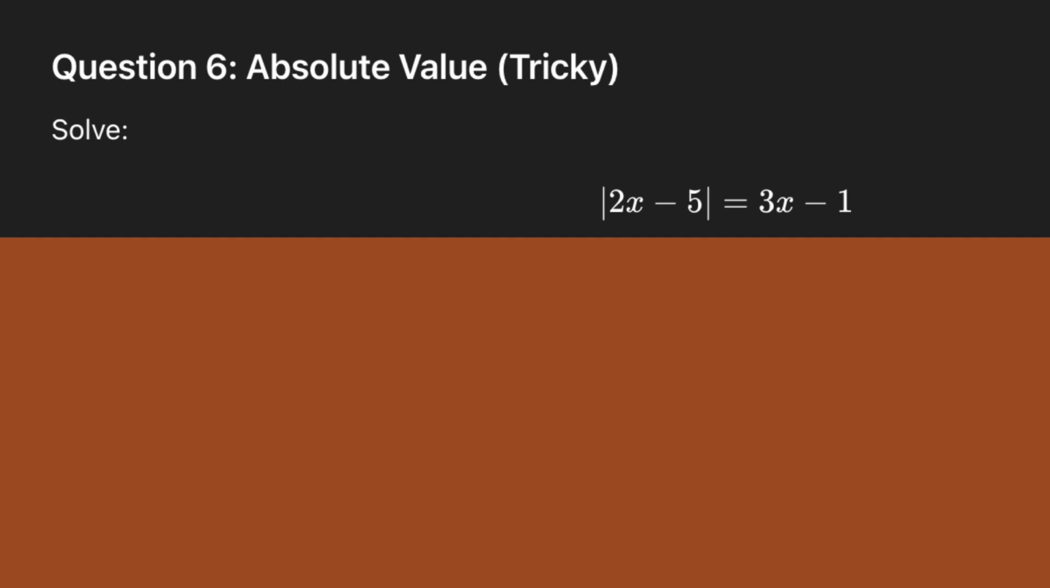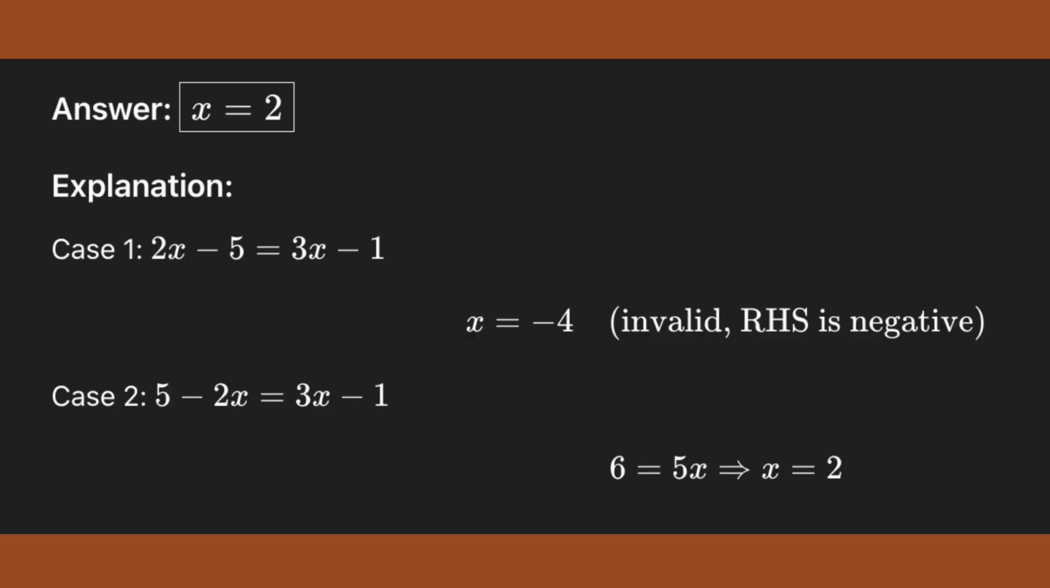Question number 6, absolute value. This one's pretty tricky. Solve for the absolute value of 2x minus 5 is equal to 3x minus 1. Take a minute to pause the video and figure out your answer. If you got x is equal to 2, you are correct.